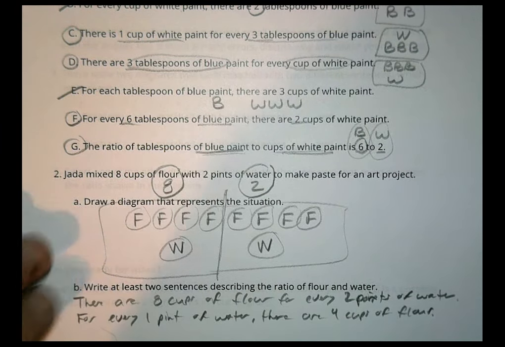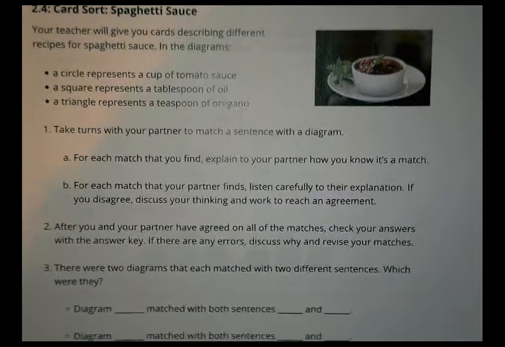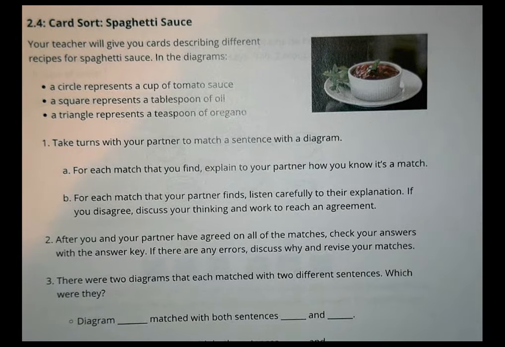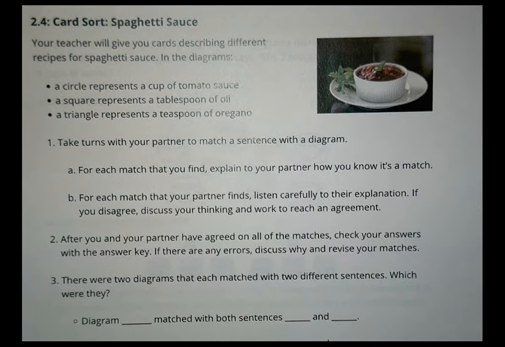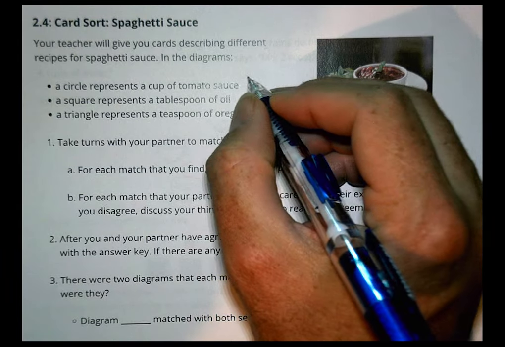Okay, let's move to the next activity. For the next activity, your teacher gives you, or is going to give you, some cards describing different recipes for spaghetti sauce. So, in the diagrams that you have, a square represents tomato sauce.